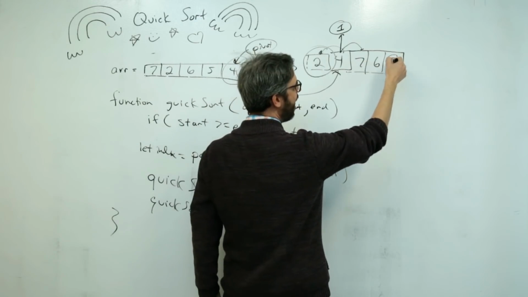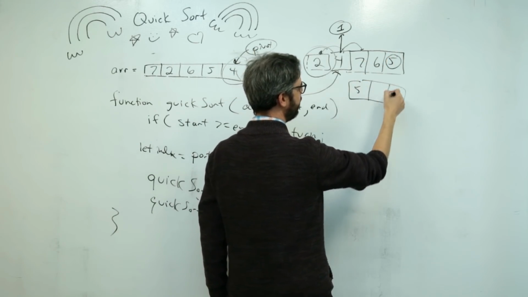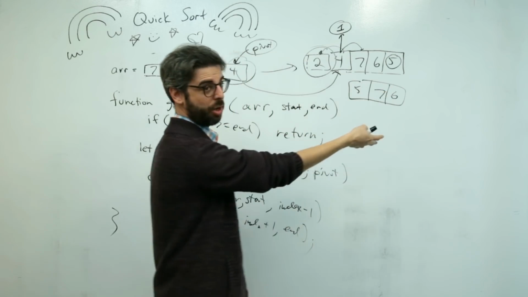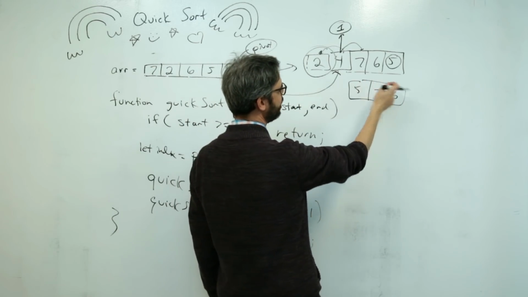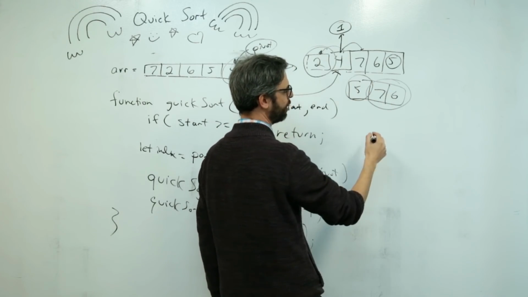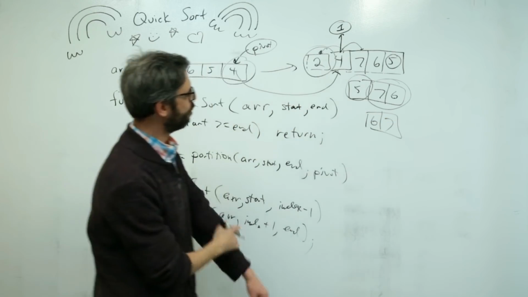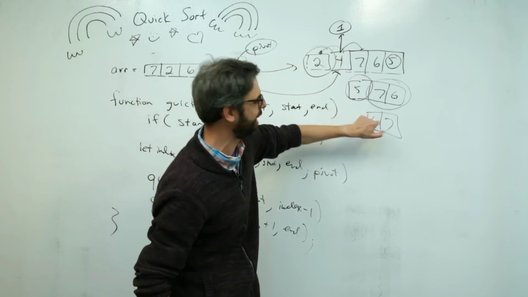This one will pick 5 as the pivot, and then it will become 5, 7, 6 because everything's on one side. 7 and 6 are bigger than 5, so this is then done, and then this then gets quicksorted. 6 becomes the pivot, so 7 goes on the side, and we're left with 2, 4, 5, 6, 7.